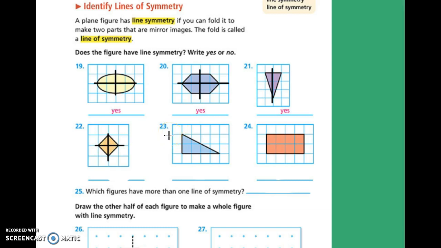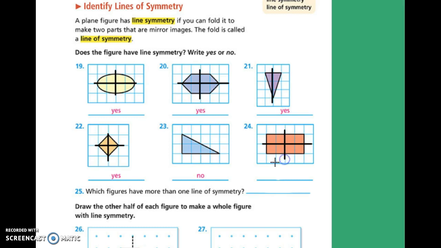Could I do a line of symmetry? Yes or no? If you said no, you were right on. There's not a good way to do it. If I would try to draw a line like this, I can't make those two be equal. And if I tried to draw a line this direction, I can't find a way to make those two equal either. So there is not a good way to make a line of symmetry for number 23. All right. And this last one, let's go ahead and draw the line of symmetry for that. And you should see that yes, there is a line of symmetry on this rectangle as well.